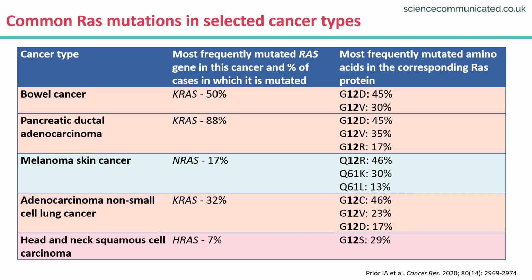Here I've listed some of the most common mutated forms of RAS proteins that we find in various different types of cancer cells. In bowel cancer, for example, you find the G12D version of KRAS, or you find the G12V version of KRAS. In melanoma skin cancer, it's more likely to be NRAS that's mutated. In head and neck squamous cell carcinoma, it's more likely to be HRAS that is mutated. And various different mutated forms are found in various different cancer types.